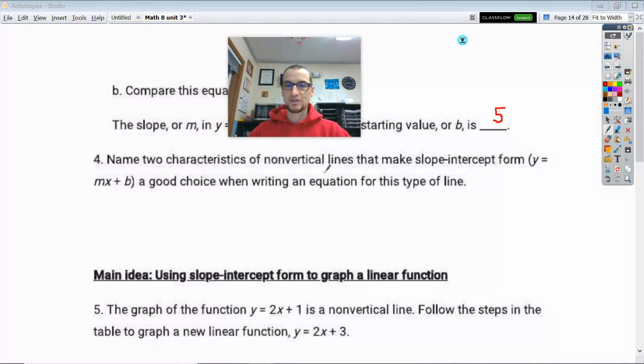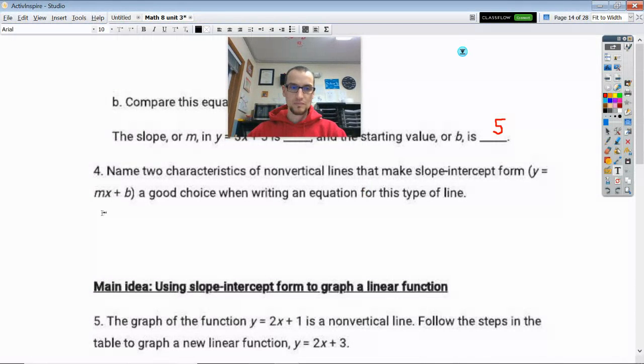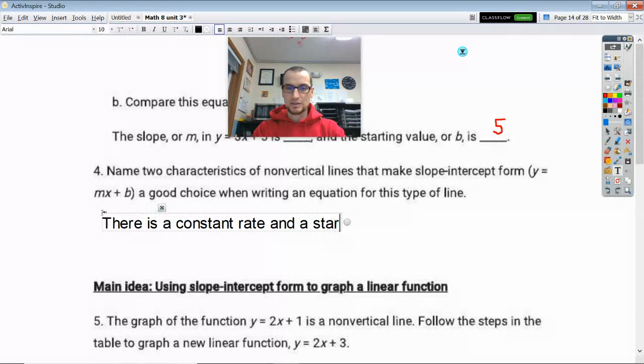Name two characteristics of non-vertical lines that make slope-intercept form a good choice when writing an equation for this type of line. So there is a constant rate and a starting value. So again, the constant rate is known as the slope, and the starting value is the y-intercept.